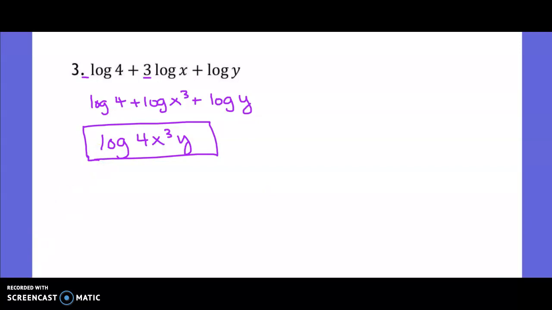So those are the properties of logarithms: quotient, product, and power property.